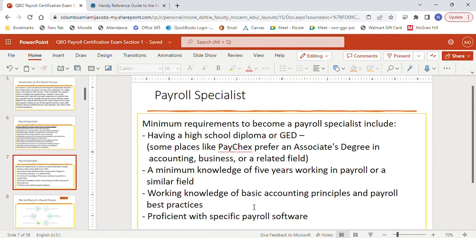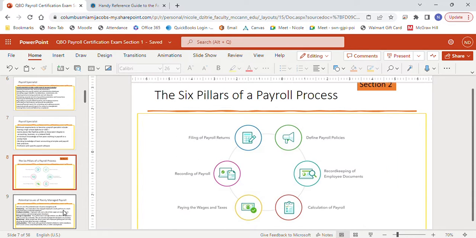working knowledge of basic accounting principles and payroll best practices, and proficient with specific payroll software, obviously whichever software your company is using. Now, you will see this in that section that I showed you, but it will be discussed in section 2. So I didn't go over this, but the 6 pillars of a payroll process. So just the visual picture that they have there in the training.